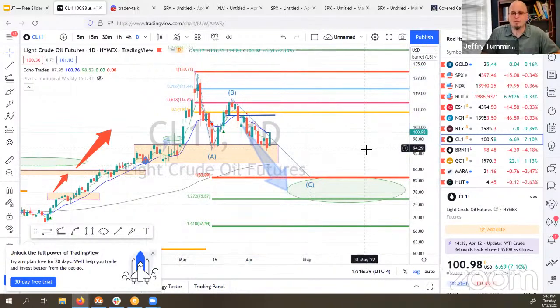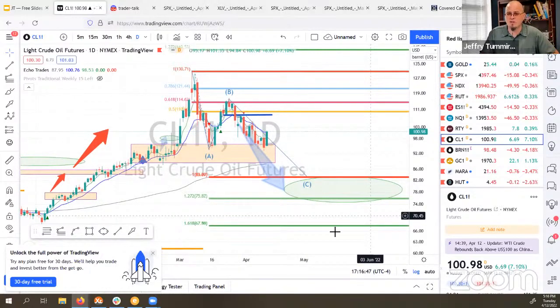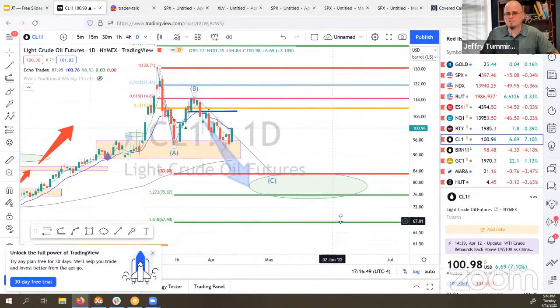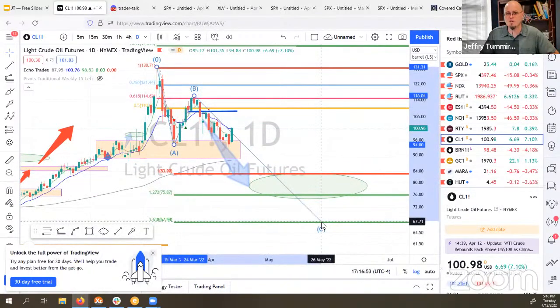Now, as far as how long it takes, it can take out to May or even June to work its way on down there. It's on a path right now, and it could see, like I said, prices even down to the 1618 times A down here at 67. So minimum target's 83 right now.